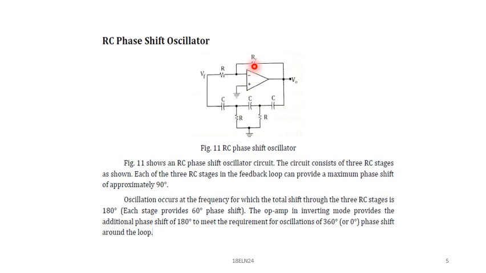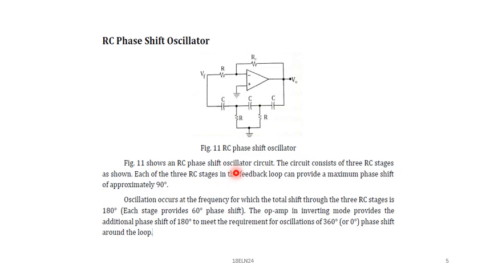Here you can observe this is an amplifier. I used one op-amp, and the op-amp is connected in the inverting mode. This is the inverting terminal, this is the non-inverting terminal. At the inverting terminal, I used one resistance and one feedback resistance RF. So this is acting like an inverting amplifier. So a 180 degree phase shift is maintained from input to output. This is my feedback network, which uses 3 resistor and 3 capacitor elements. So the feedback network also provides a 180 degree phase shift. So this is the circuit diagram for the RC phase shift oscillator.